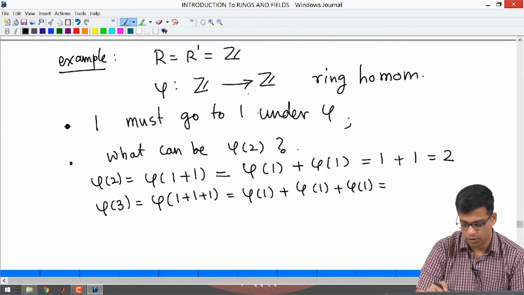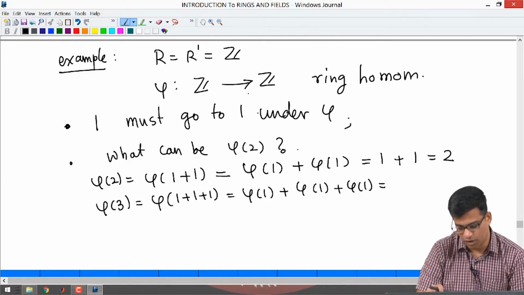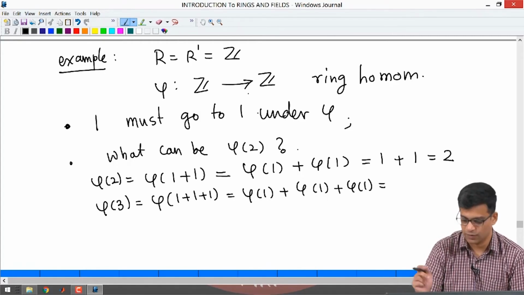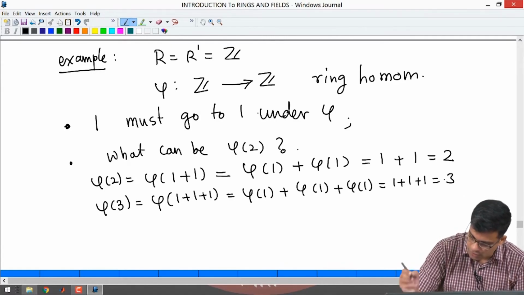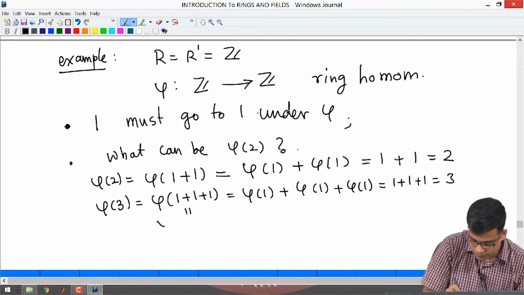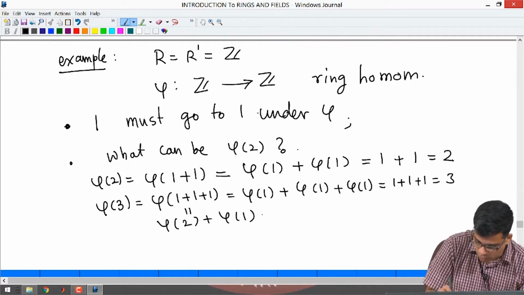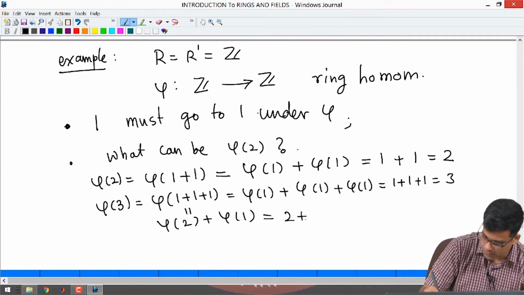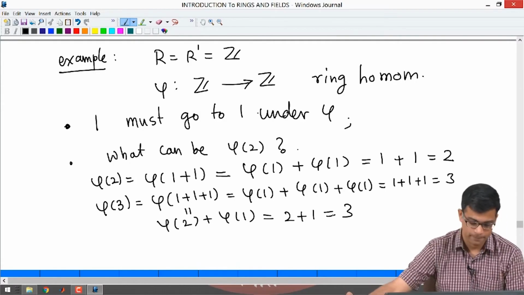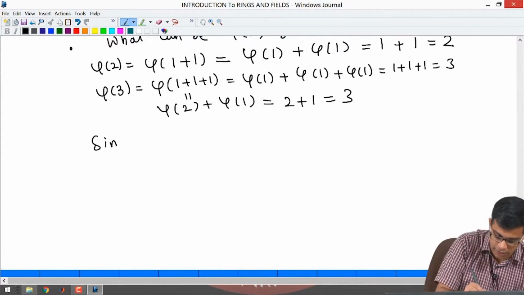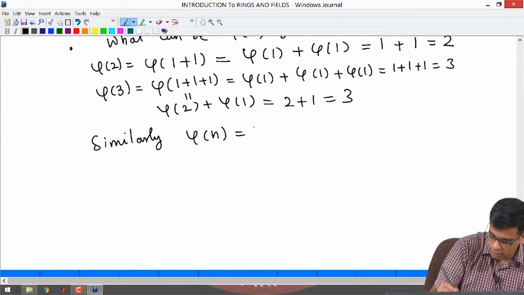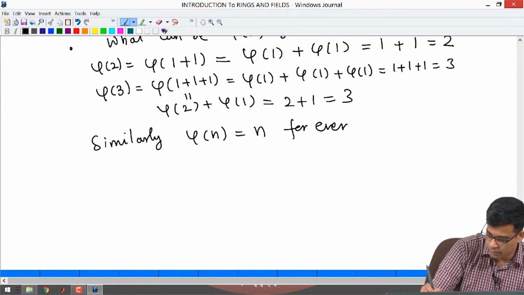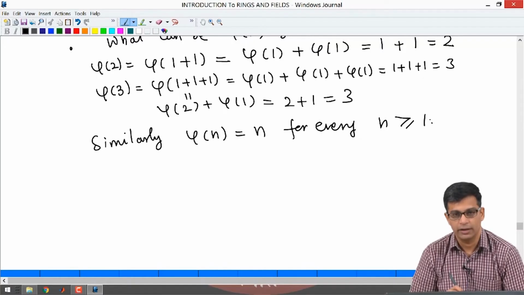Phi of 1 plus 1 plus 1 should be phi of 1 plus 1 plus phi of 1, which is in turn phi of 1 plus phi of 1 plus phi of 1, but this is 1 plus 1 plus 1, which is 3. Of course, I can also write this as phi of 2 plus phi of 1, and I have already shown that phi of 2 must be 2. So, this is 3. So, you can clearly see that similarly phi of n is equal to n for every n greater than 1. So, now let us look at negative numbers.